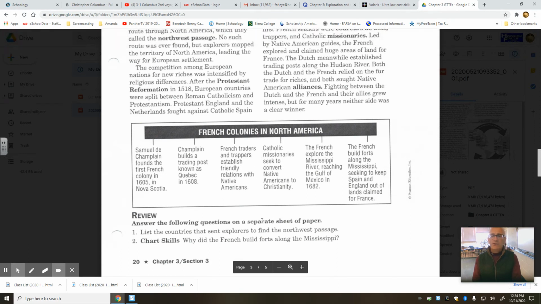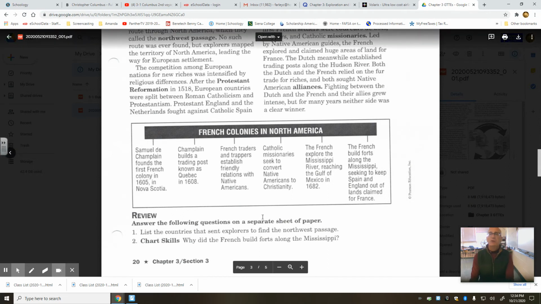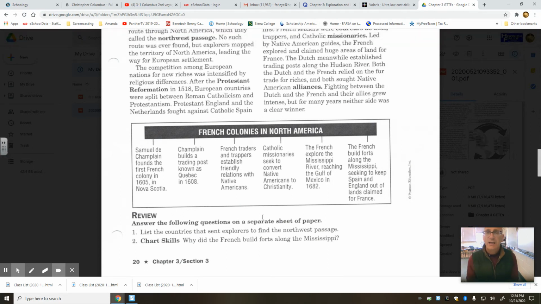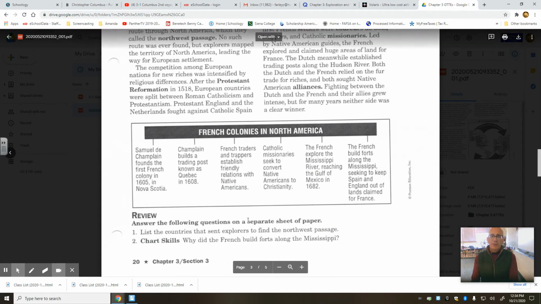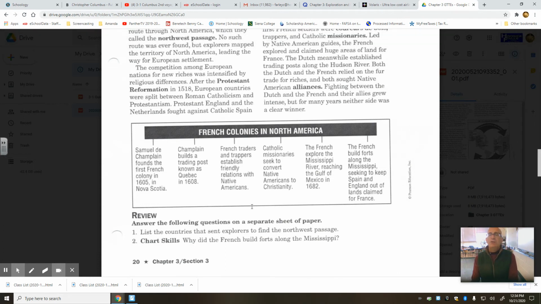Answer the following questions on a separate sheet of paper. We are going to discuss these in class today. You will not need to answer these necessarily on paper. If you have a paper copy of this worksheet, you can jot the answers down, but we're not going to do this outside of class. We're going to do this in class.